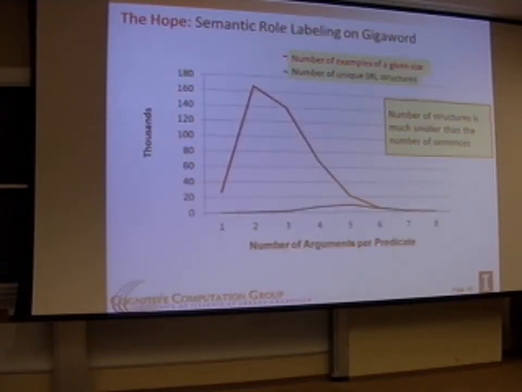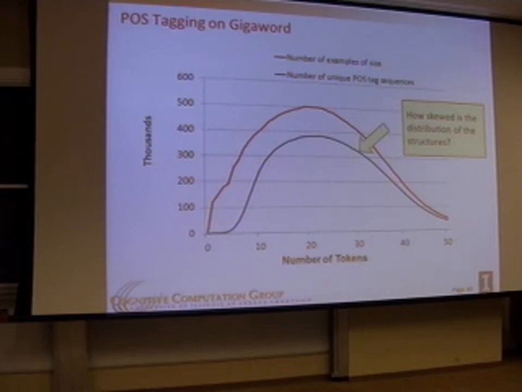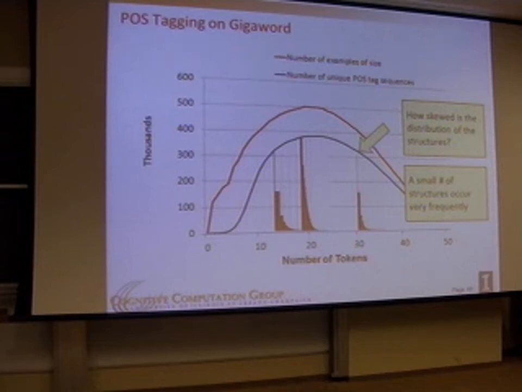And the same thing happens for SRL, where in this case the x-axis is the number of arguments per predicate, because this is the complexity parameter that I care about. And moreover, it's not only that the number of structures is smaller, you can even look at the distribution of the structures. It's very skewed. It's kind of a Zipfian distribution. I have to compute this distribution for each number of tokens separately. But really what you can see is that there's a small number of structures that occur very frequently, and most of the structures occur very infrequently. And you know, a lot of you that have looked at this data probably have made these observations also.